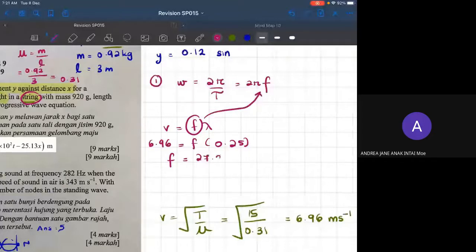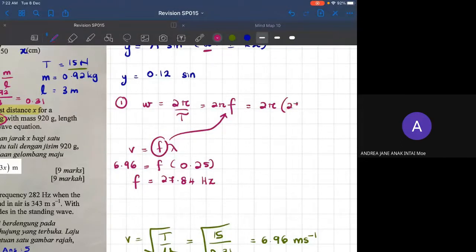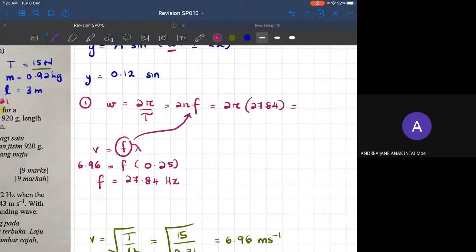Once we have the frequency we can get omega, right? So omega is 2 pi f. So omega is actually 2 pi multiplied by 27.84. So our omega is actually 55.68 pi rad s^-1. So we have got omega.